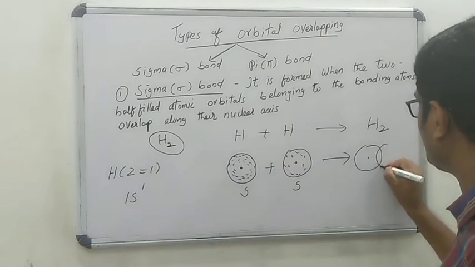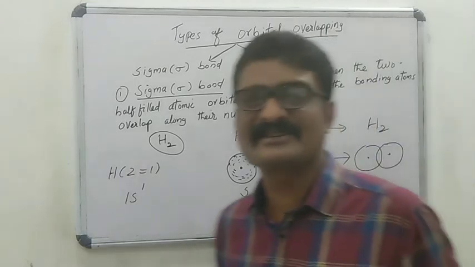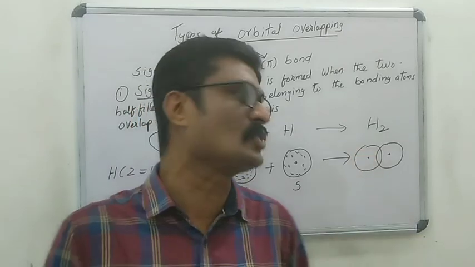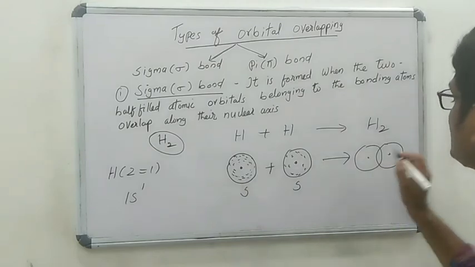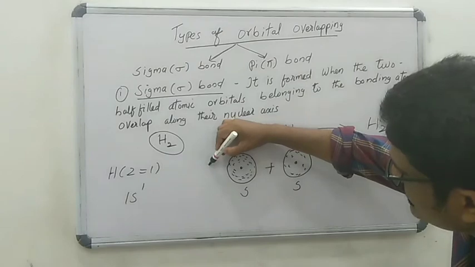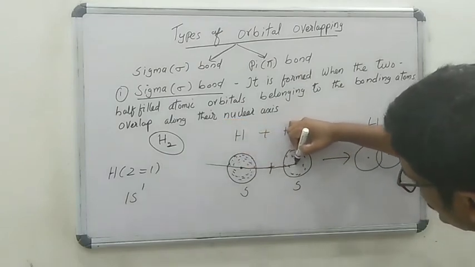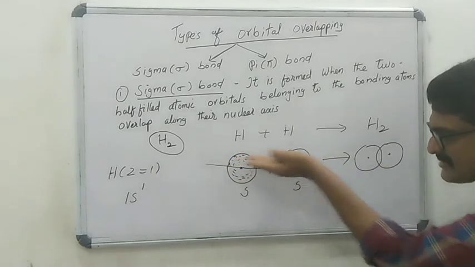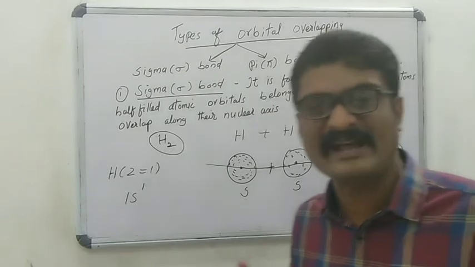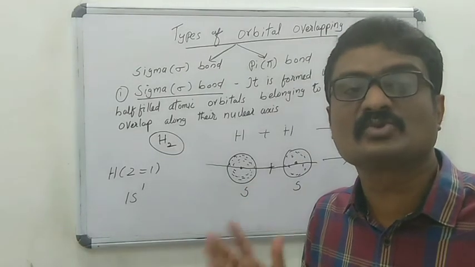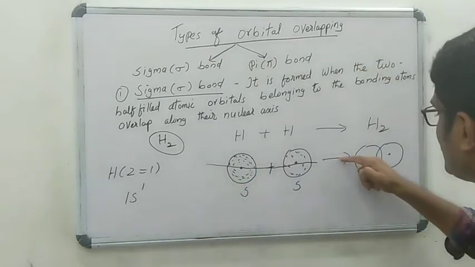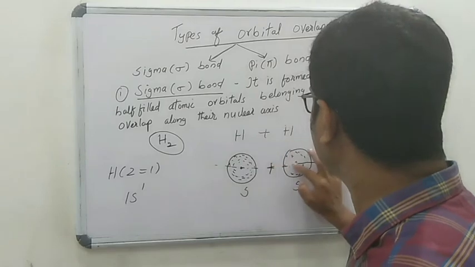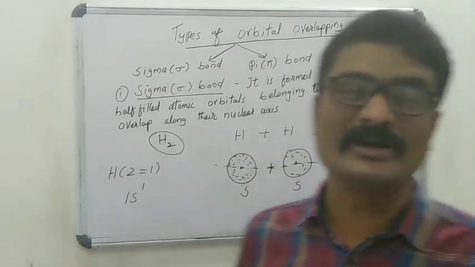What is meant by internuclear axis? The internuclear axis is nothing but the line joining the centers of the nuclei of the two atoms. The line passes through the nuclei of these two bonded atoms, the two hydrogen atoms. This axis is called the internuclear axis. If the overlapping takes place like this along the internuclear axis, the bond formed is called the sigma bond.